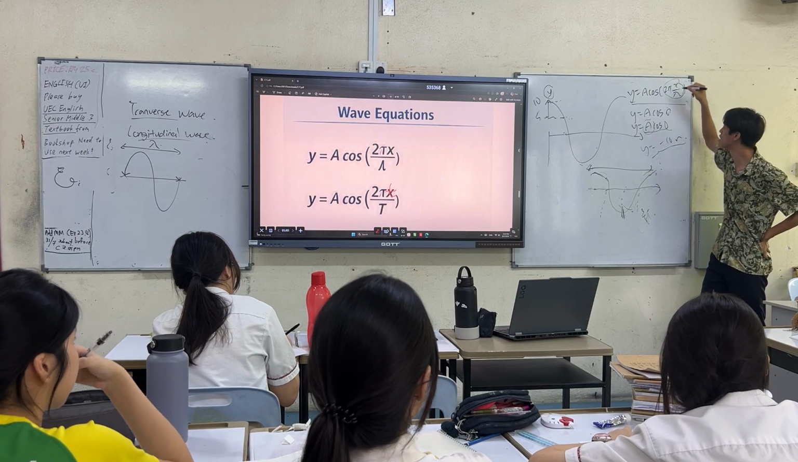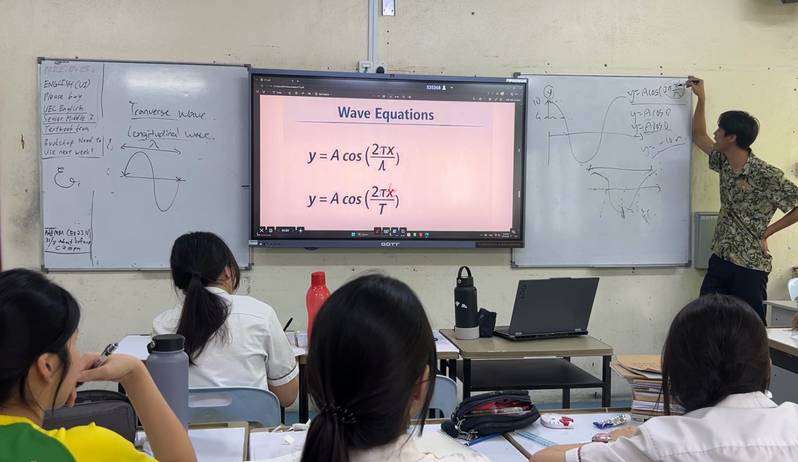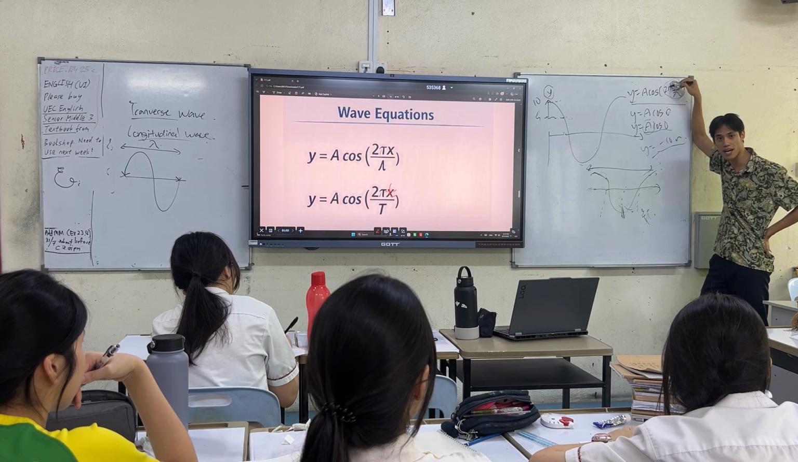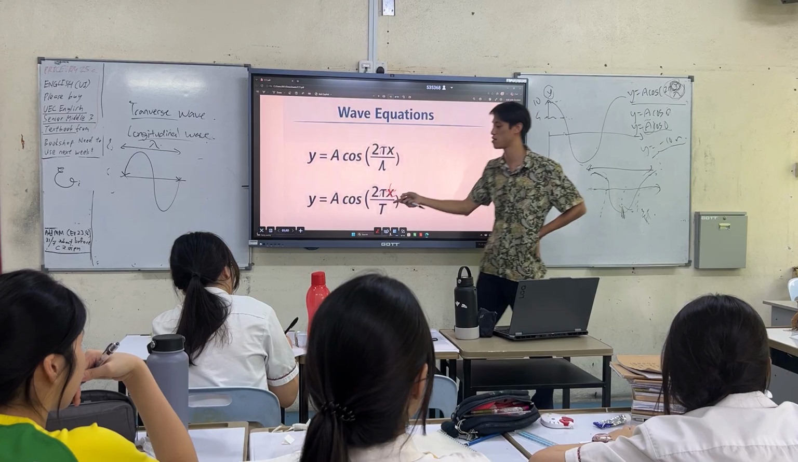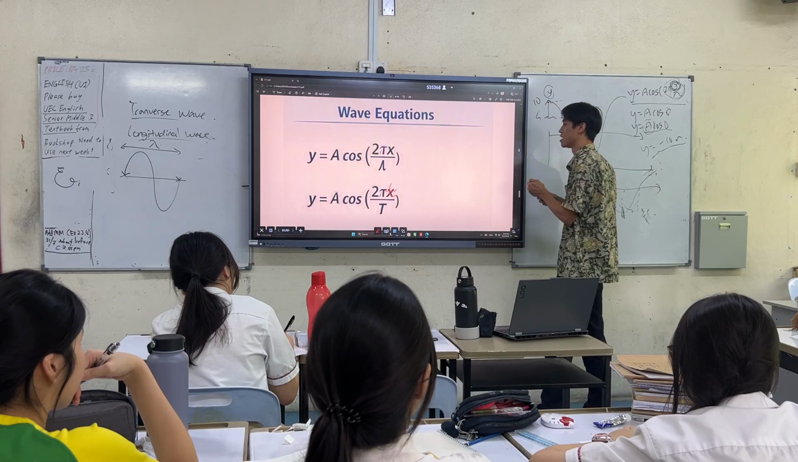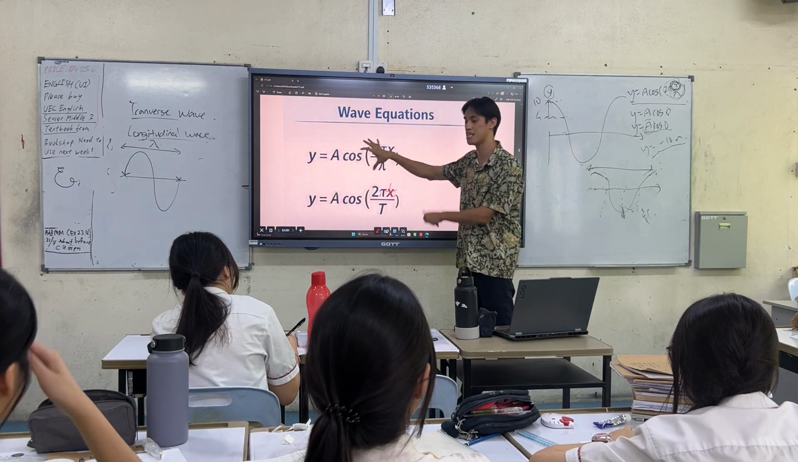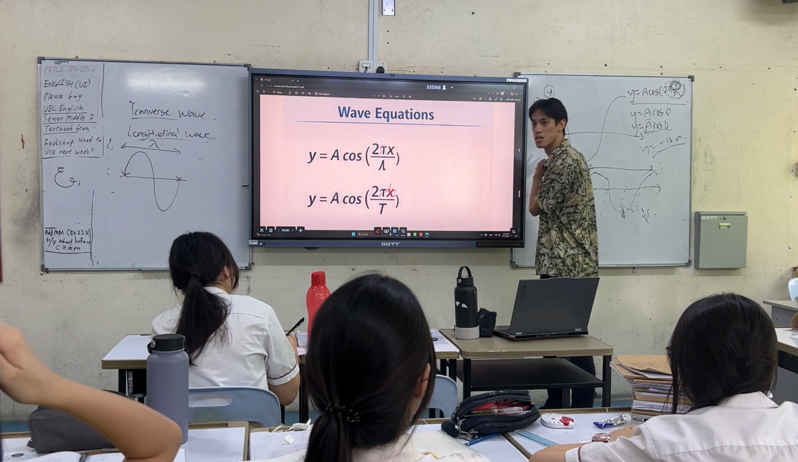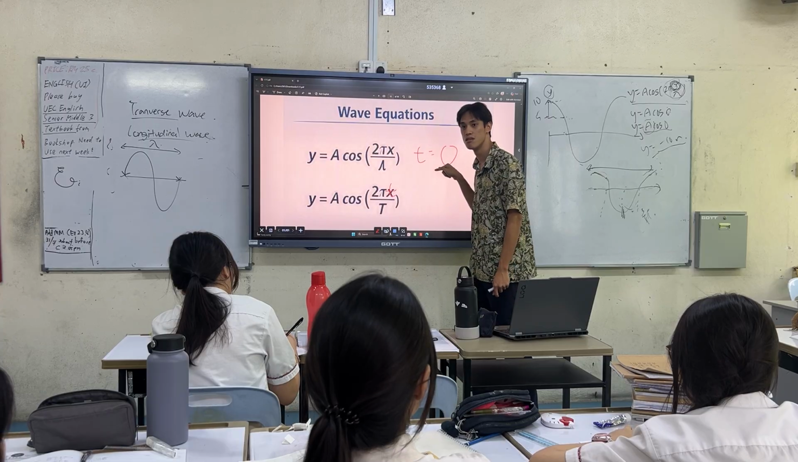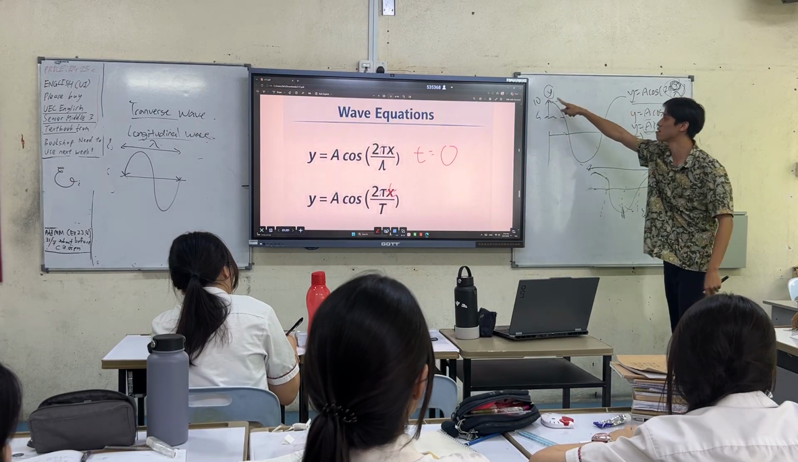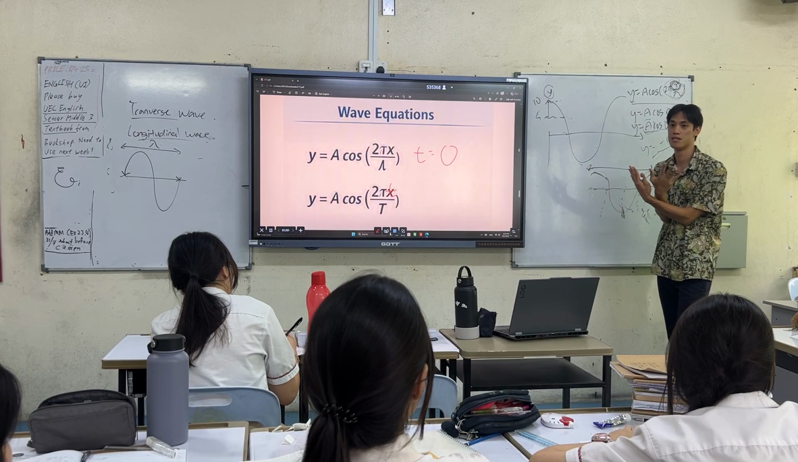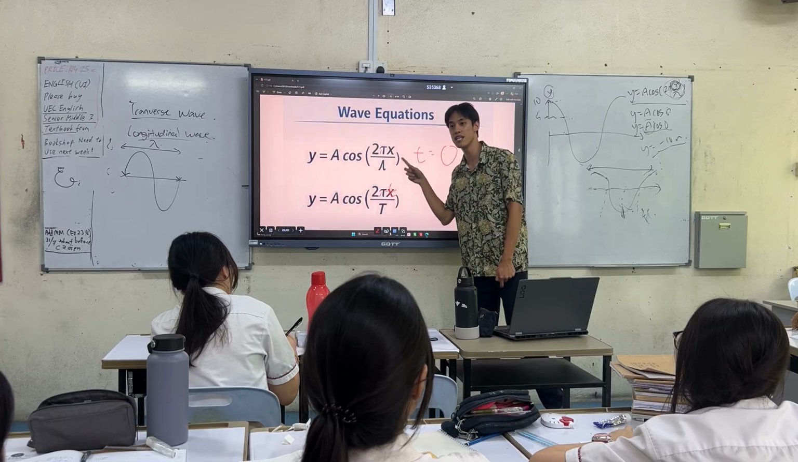So y equals A cos 2 pi x over lambda is governed by the position of x. But what happens if it's t over period? That is focusing on time. It's very important: what is the time for this one? If we're using this, we're assuming the time is actually 0. So at 0, the graph will look like this. Very important, because later we'll mix them together. For this equation, we are assuming the time is 0.